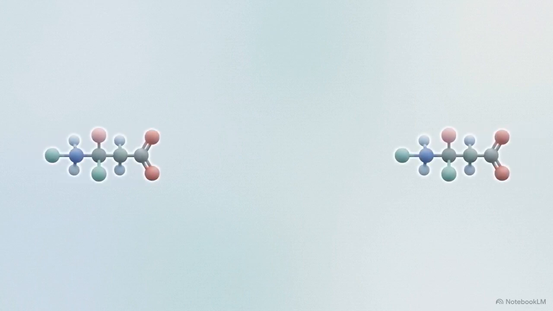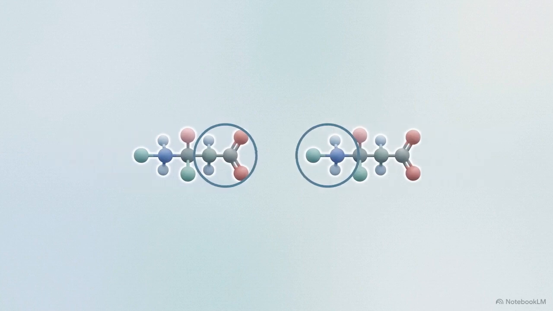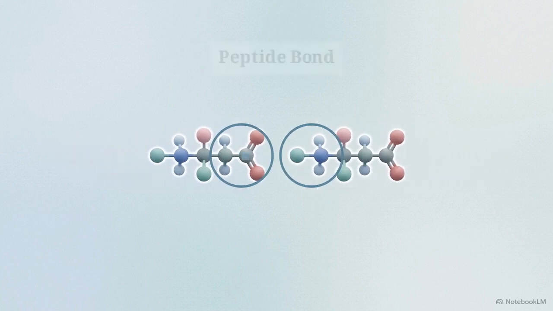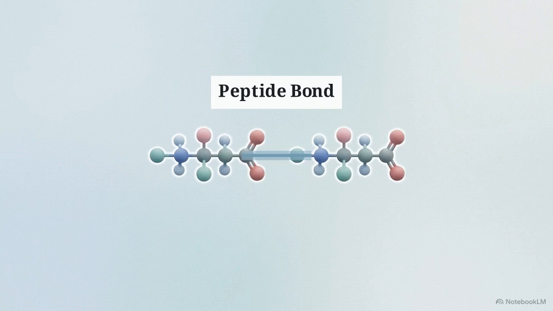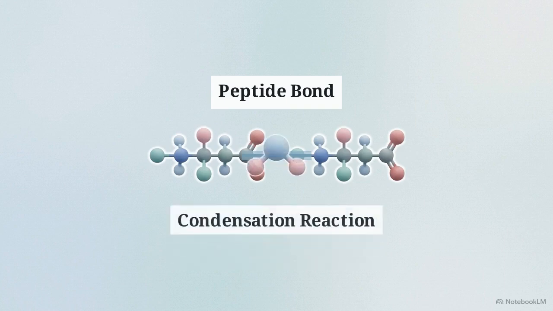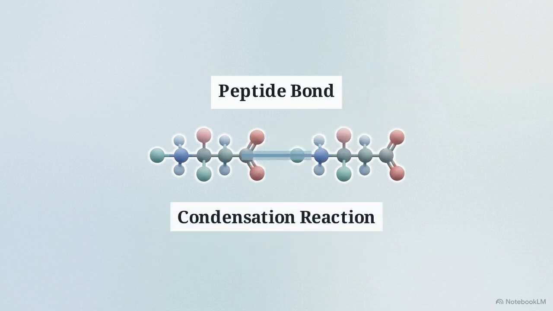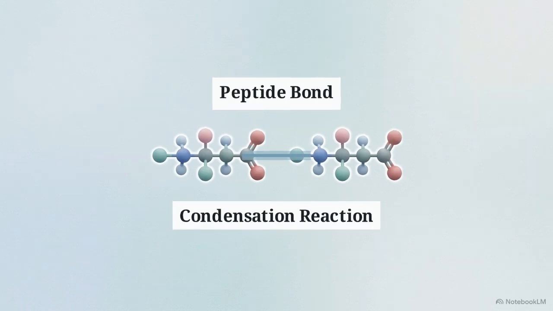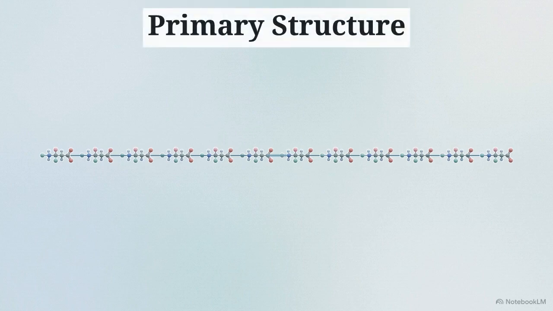To build a functional protein, these monomers must polymerize. The carboxyl group of one amino acid reacts with the amino group of the next, forming a rigid covalent connection called a peptide bond. This condensation reaction forces the removal of a single water molecule, which locks the connection in place. As this process repeats hundreds or thousands of times, it creates a long, continuous sequence of amino acids. This linear chain is the protein's primary structure.